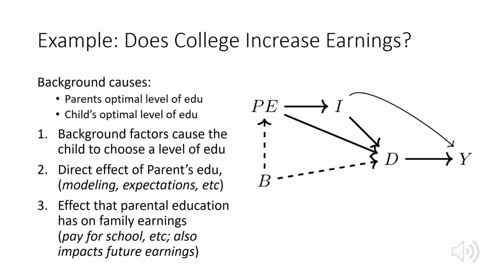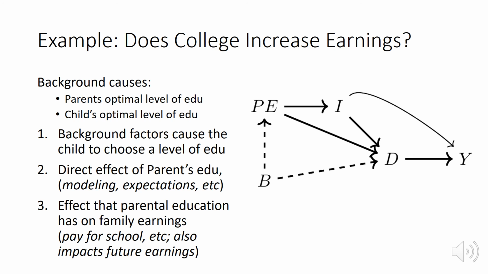And you're free to call foul on this assumption, right? If you think that background factors impact both schooling and a child's own productivity, then you might think there should be an error there. But the story that I think this DAG is telling is that background causes both your optimal level of education and your parents' optimal level of education. There's also the direct effect of your parents' education on what you get.